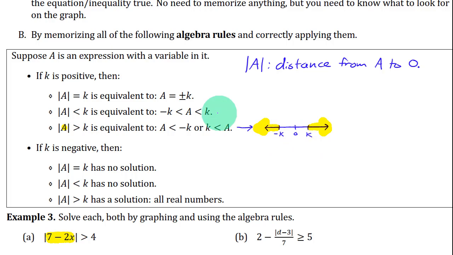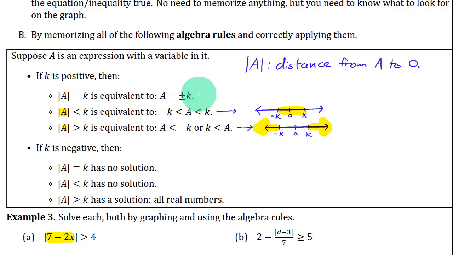And same idea with this one. This one is saying the distance from A to 0 on a number line is less than k. Here's a number line, here's 0, here's k, or negative k. And by the way, this only works if k is positive, all of these pictures. Then we're saying that A must be in this range. The distance from A to 0 is less than k.